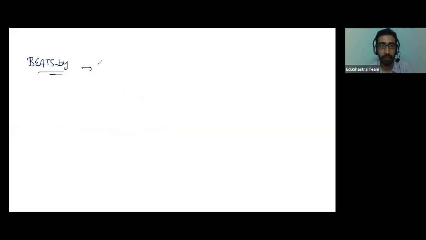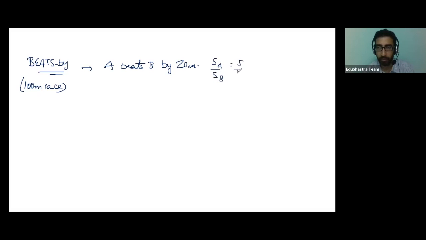Now, if A is beating B by some meters, let's just fix the structure of the question. Let's assume we're talking about a 100-meter race. If in a 100-meter race, A beats B by say 20 meters. Then clearly, as we discussed, we got speed of A by speed of B equal to 5 by 4.